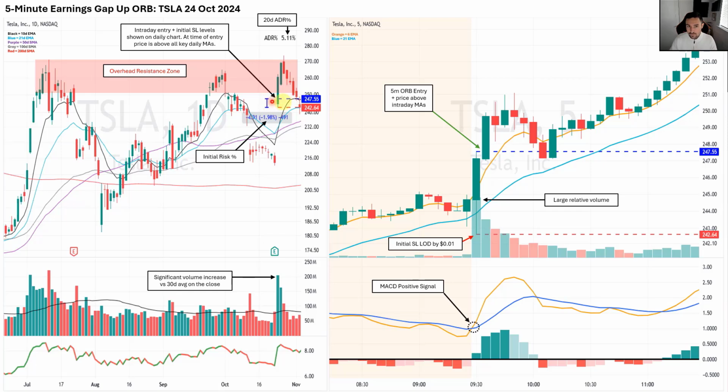Okay, at 242.55 and 242.64 for the initial stop. But what do you have to the left? Look at this overhead resistance. What does Tesla do? Well, it pushes up, stalls into that overhead resistance in the 260 to 270 range, right? So from a trade management perspective, you've got to be aware of that.